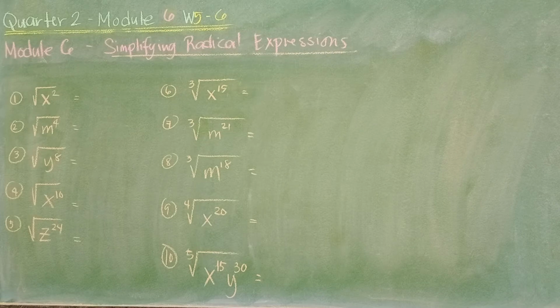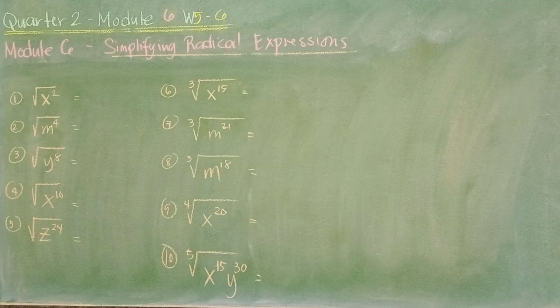Yung madaling paraan na gagawin dyan is identify mo yung index o yung mga indices ng numbers 1 hanggang 10. So, for number 1, index mo is 2. Number 2, 2. Number 3, index mo is 2. Number 4 and 5, yung index mo is 2. For number 6, 7, and 8, yung mga indices mo is 3. For number 9, yung index mo is 4. Yung number 10, index mo is 5.